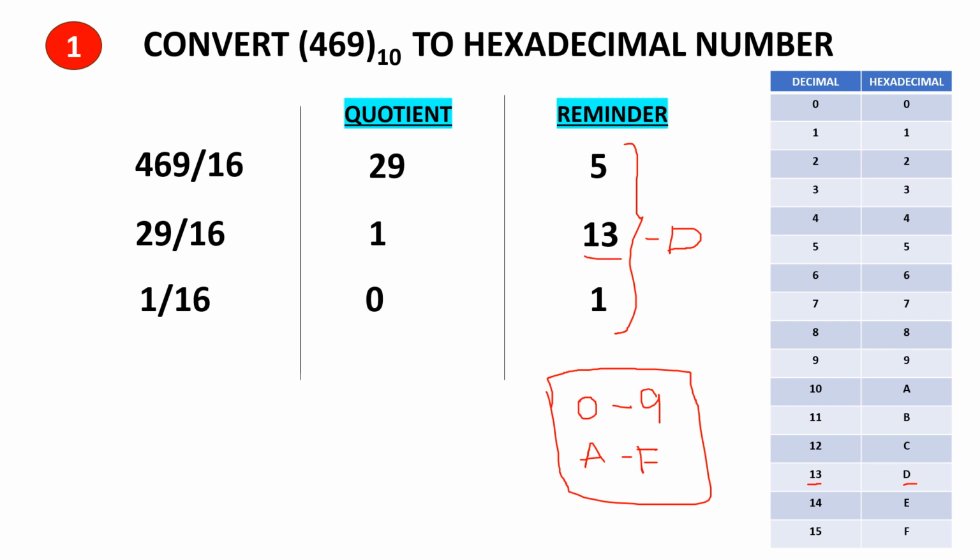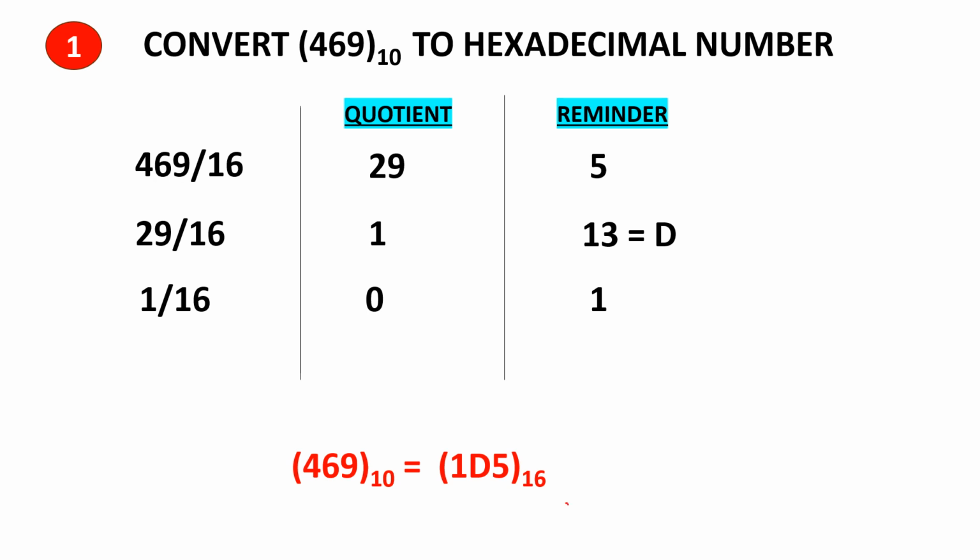So the answer can be written as this. This is the answer. 1 is the MSB and 5 is the LSB, and the answer is written in this way from bottom to up.